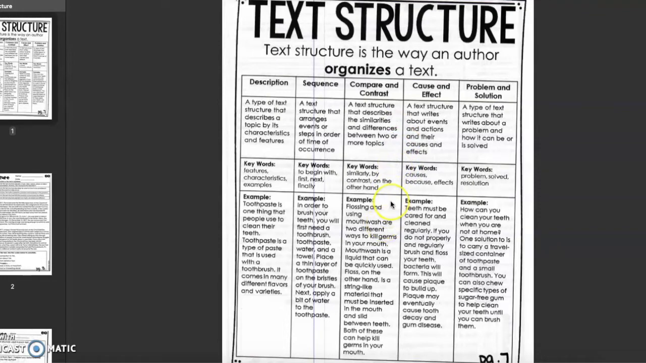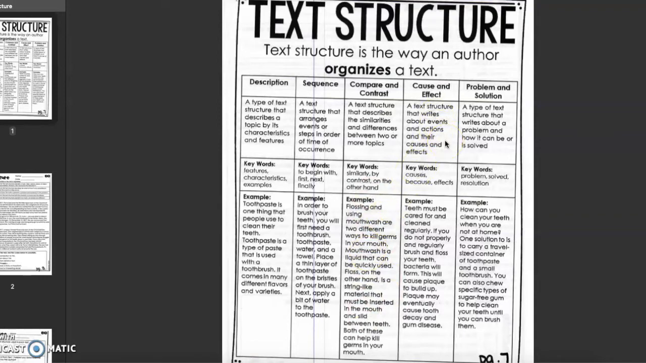And here's our example. Flossing and using mouthwash are two different ways to kill germs in your mouth. Mouthwash is a liquid that can be quickly used. Floss, on the other hand, is a string-like material that must be inserted in the mouth and slid between teeth. Both of these can help kill germs in your mouth. So they're talking about floss and mouthwash, and they're telling the ways that they are the same or different. They are comparing and contrasting them.